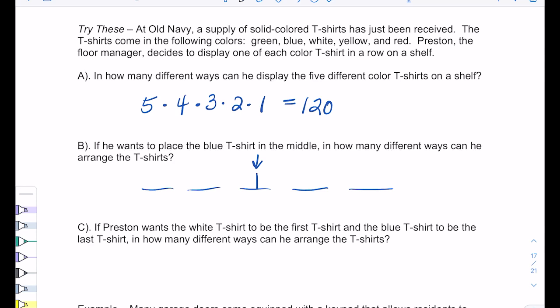Since I already used blue, that leaves me with 4 colors to choose from for the first spot, 3 to choose from for the second, 2 to choose from for the fourth spot, and then 1 that's left at the end, whatever color I didn't use. When you multiply all those together, you get 24 different ways. So when we start restricting, you can see that you have a lot fewer ways that you can arrange things. So in this case, the order begins to matter.